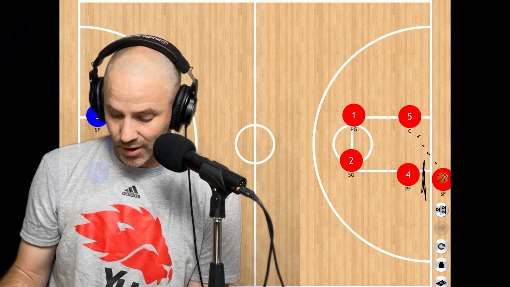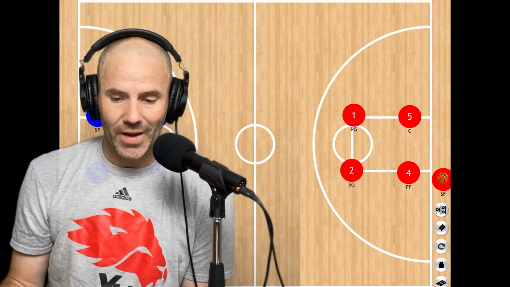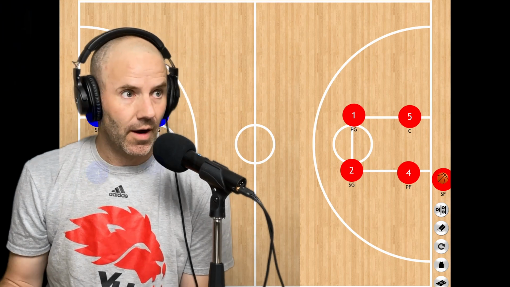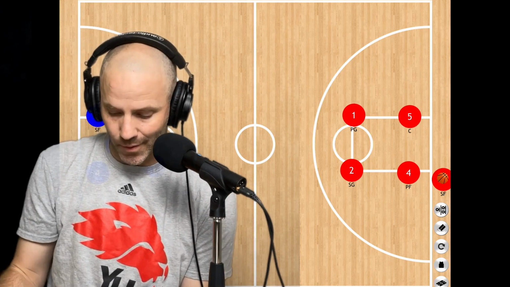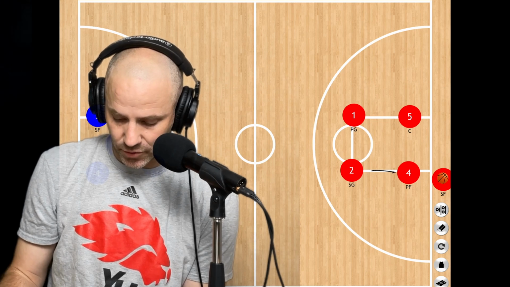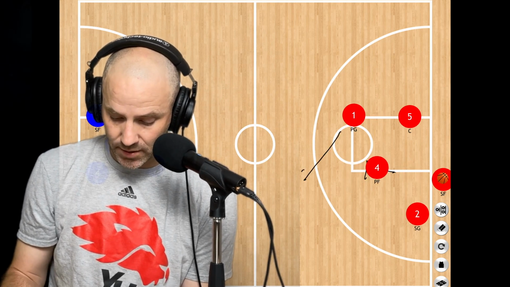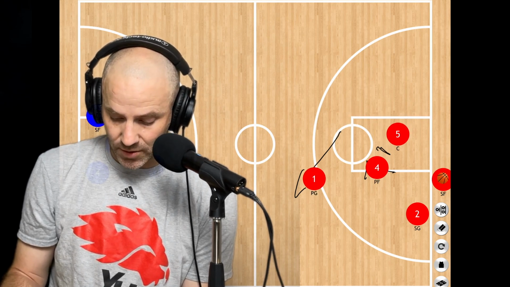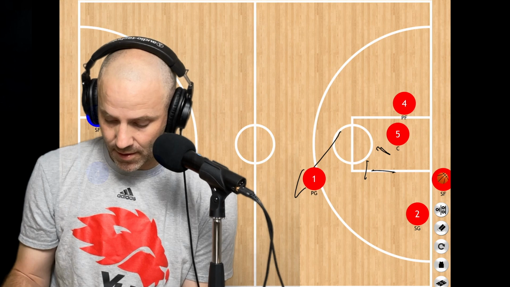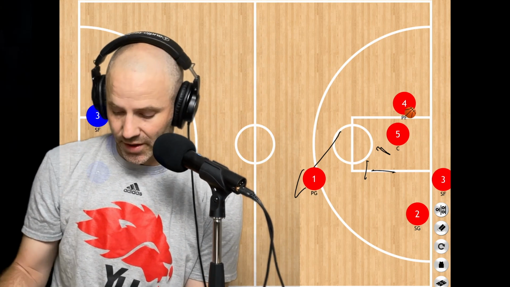If you remember, we're going to go over another play that was run out of the same formation, and it's called screening the screener. We ran this in university, and it's a triangle type play where player 4 will go screen for player 2. Player 2 comes off. Player 1's going to move over here. And now player 5 will come and screen for player 4 who comes off to get a layup. Okay, that's called screening the screener.